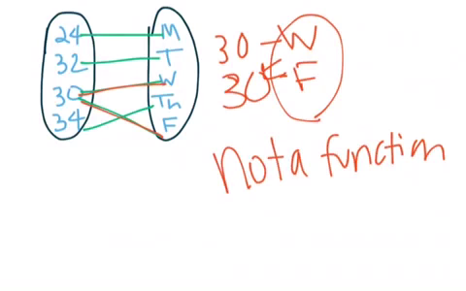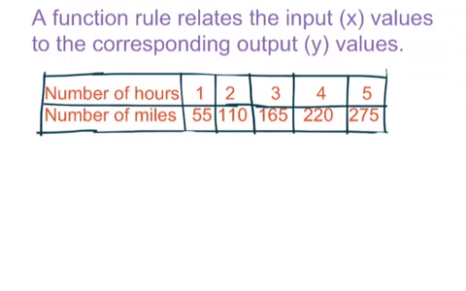And once we start graphing these coordinate points in these ordered pairs on a coordinate plane, you're going to see exactly why it's not a function. It's just a little hard to understand now because I don't think you've ever seen it before. Okay, so let's start talking about a function rule, which relates the input x values to the corresponding output y values. So we have number of hours and number of miles. So this could be for anything.